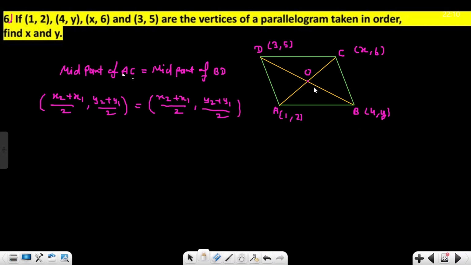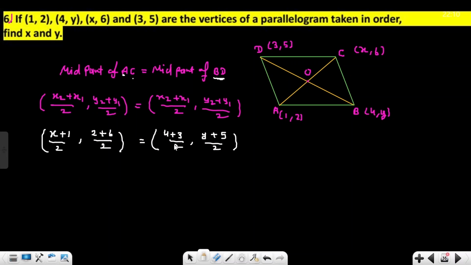For the AC line, first coordinates x1 and x2 are 1 and x. So we write here (x plus 1) divided by 2. Second coordinate 2 plus 6, divided by 2. This is equal to the BD line. The x coordinates are 4 and 3, so write here (4 plus 3) divided by 2. The next coordinate is (y plus 5) divided by 2.